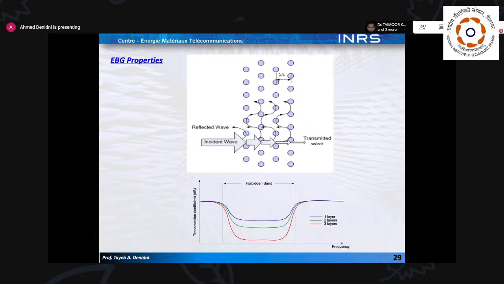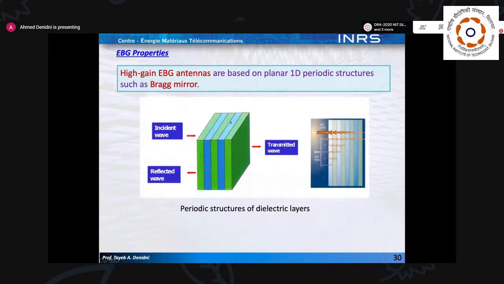But this element can also be tuned. Sometimes if we tune it, we can control this band. Here is just another structure. To characterize this periodic structure, we have a transmitted wave. It just explains the phenomena of this periodic structure. The idea of the EBG structure comes from this concept, what they call the Bragg mirror, which is here. At some frequencies this structure becomes reflective, and at other frequencies it can be transmissive. In this way we can use this structure to control the propagation of electromagnetic waves.